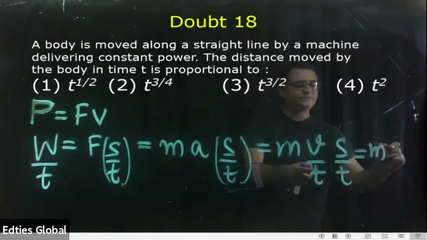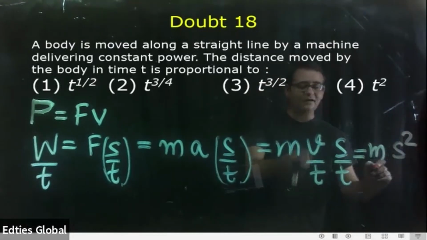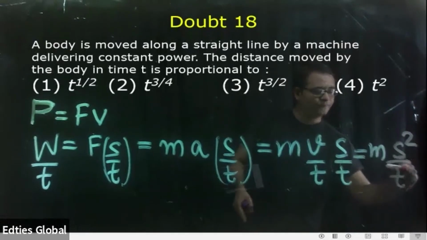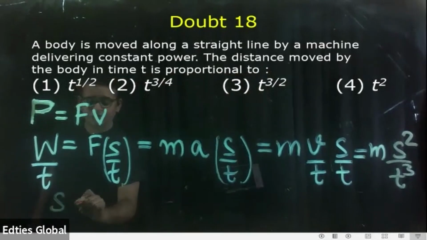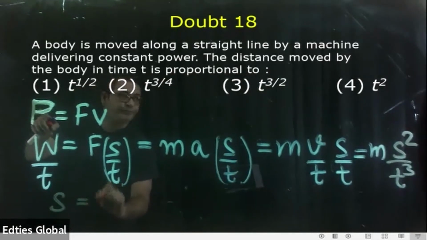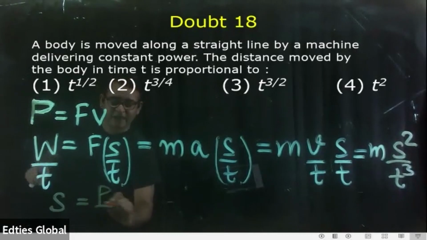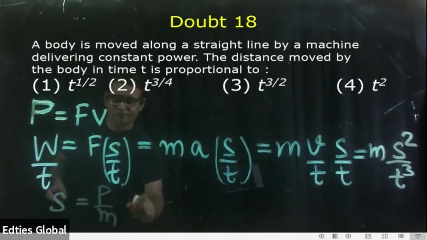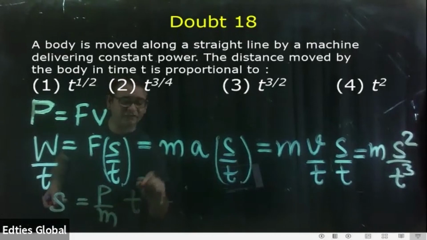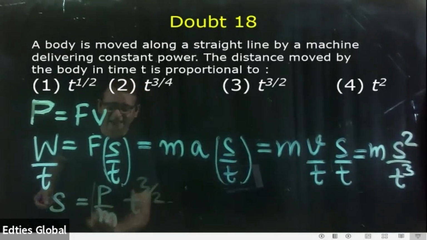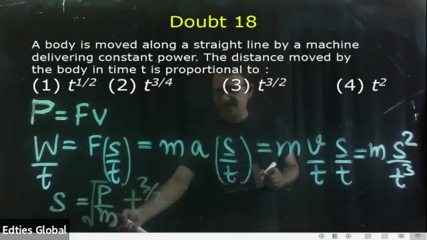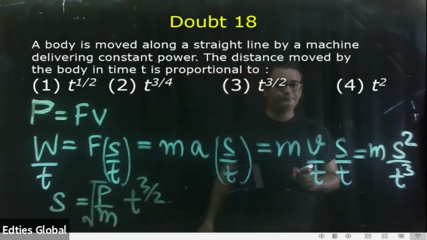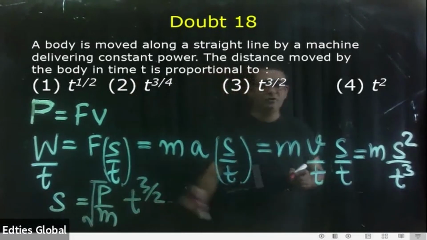So displacement upon time, so this becomes s square and this becomes p cube. Then what they have asked is s is equal to p by m, t to the power 3 by 2. It is something constant, okay? Power is constant, mass is constant, so we don't care about that. So S is proportional to P to the power 3 by 2.